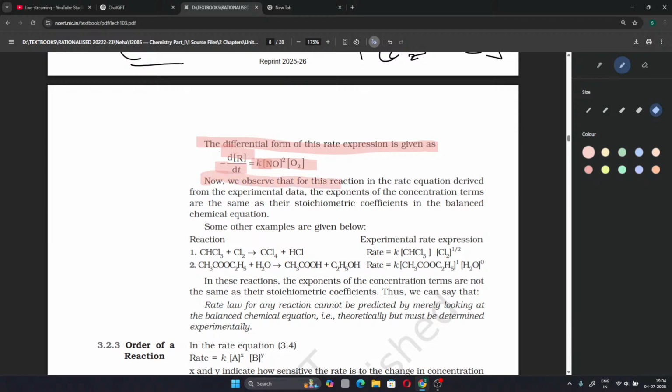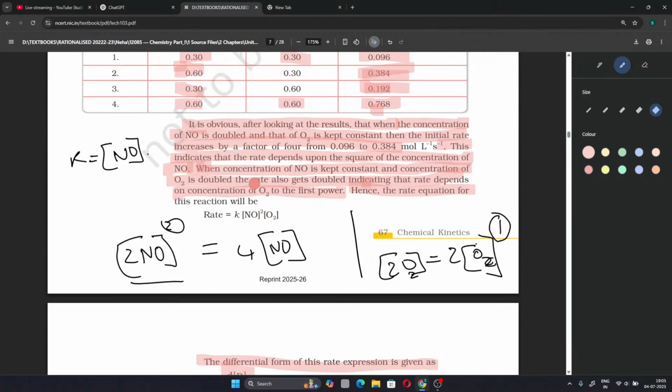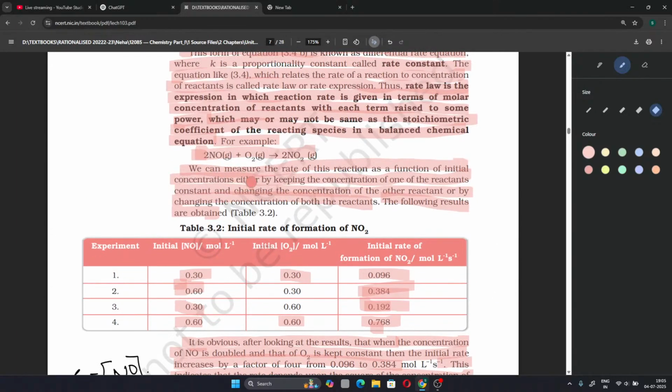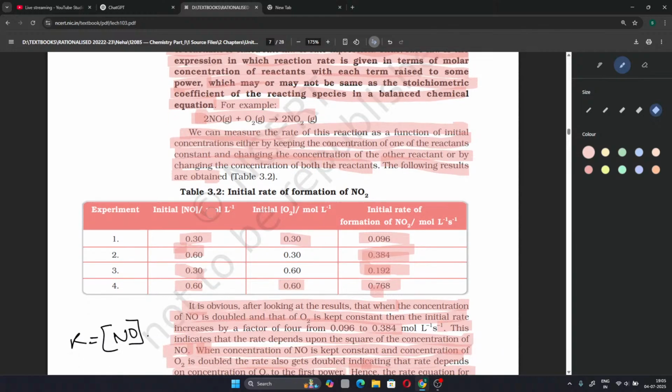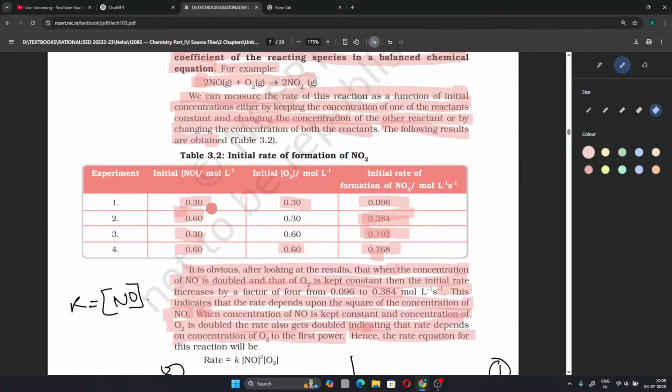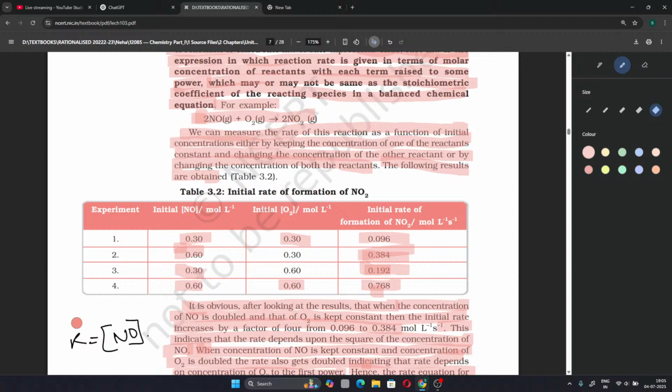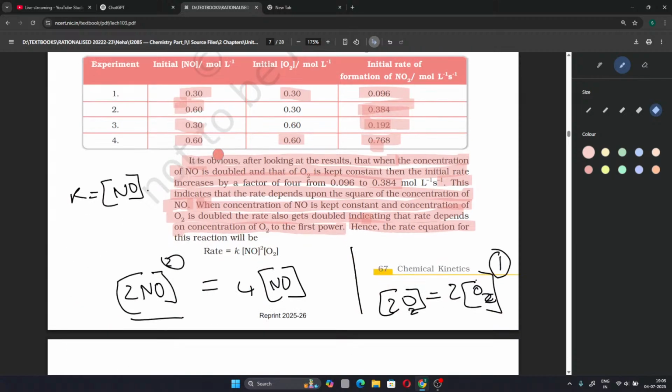Now we observe that for this reaction, in the rate equation derived from the experimental data, the exponents of the concentration terms are the same as their stoichiometric coefficients in the balanced chemical equation. In this case, the reaction is 2 moles of nitrogen monoxide plus 1 mole of oxygen gives 2 moles of nitrogen dioxide. In such a case, the stoichiometric coefficient of nitrogen monoxide is 2.